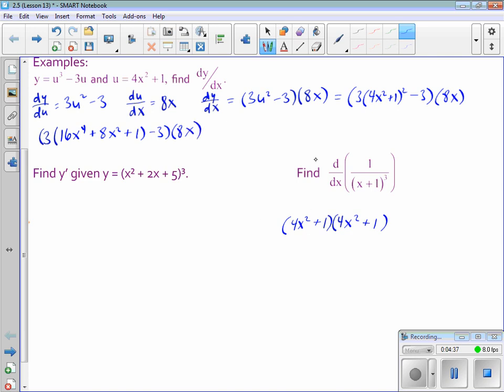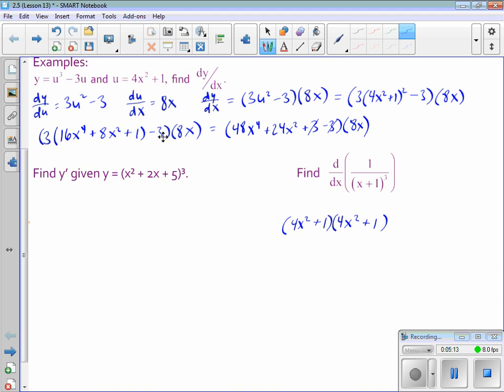So questions? Then I would probably multiply that 3 through to get that out of the way. What's 3 times 16? 48. So I've got my 48x to the 4th plus 24x squared plus 3, and then I have a minus 3, so won't those cancel? And then I'm multiplying that by 8x, right?